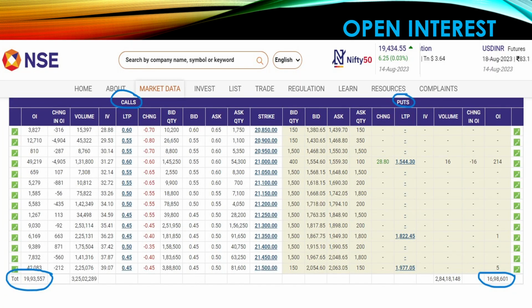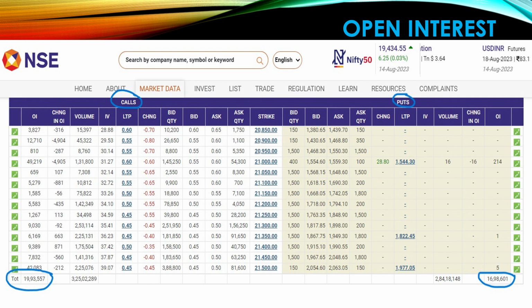This video is actually not meant for beginners, so those who know the basics of the stock market and options, hope they know what short and long positions are. Here you can see the open interest chart from the NSE website. Here you can see calls, and there is a number down, and puts on the top and a corresponding number down on the right corner, highlighted in red and blue color. So here calls 19,93,557 and puts 16,98,601. What does it mean?